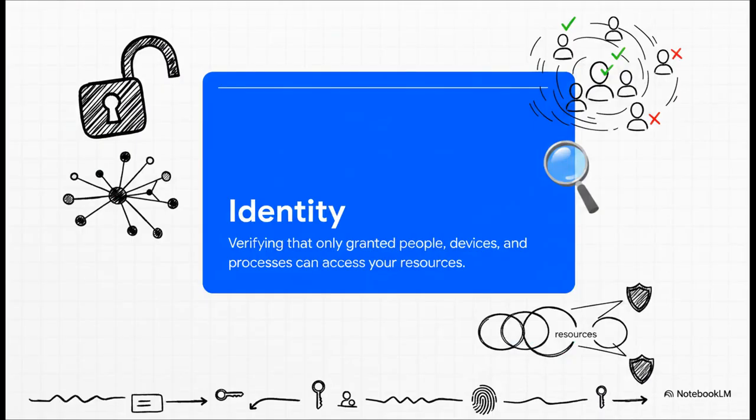Everything, and I mean everything, starts with identity. Before you grant access to a single file or a single app, you have to be absolutely certain of who or what is asking. This means no more simple passwords. We're talking strong authentication for every single access attempt, no exceptions.